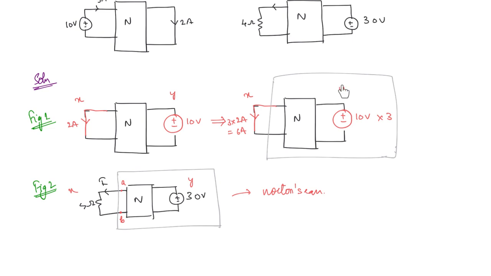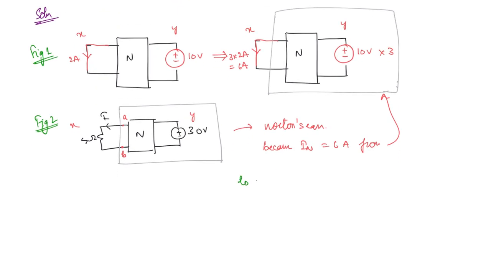Now for this entire network, if we get the short circuit current, and the short circuit current is nothing but the Norton's equivalent current, that means we already have the value of IN, because IN is equal to 6 ampere from this diagram. Now the next question is how to find the Thevenin's resistance or the Norton's resistance. Both of them are same. So to find Rn or RTH, for this network we have to find RTH.